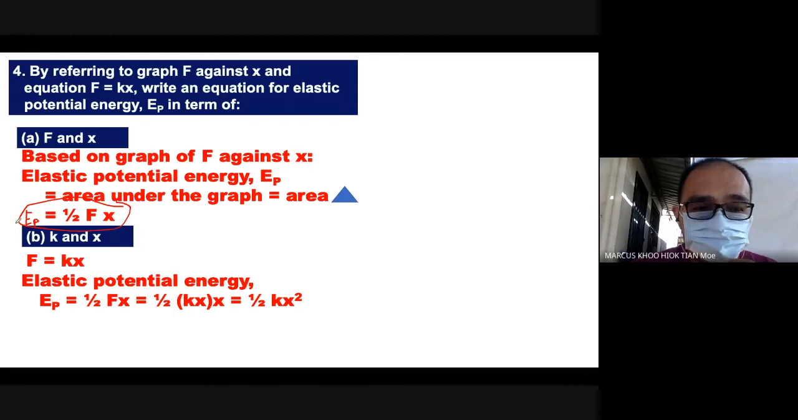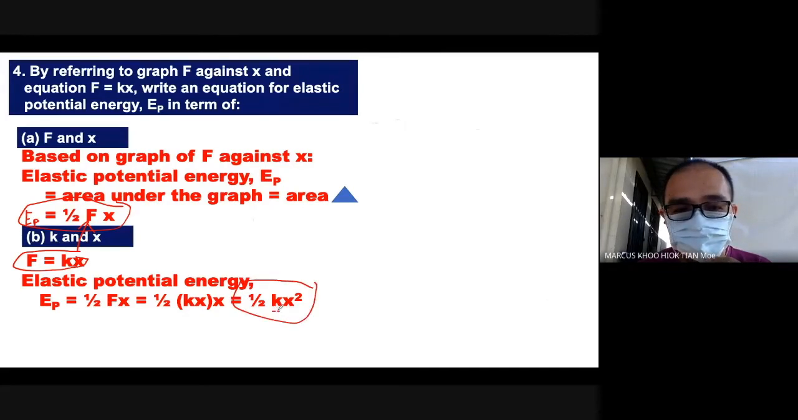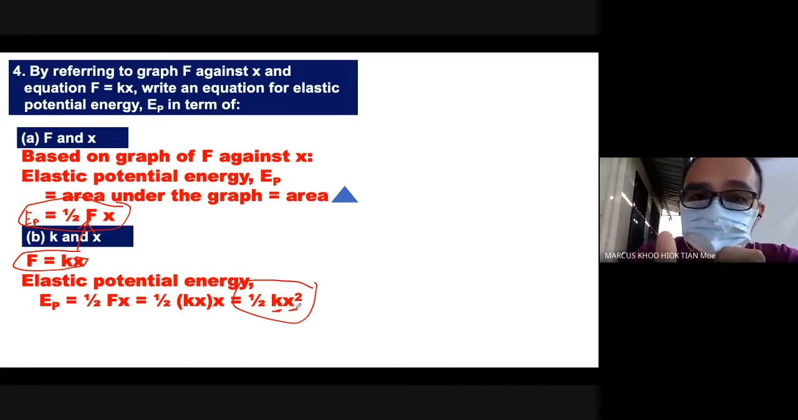Okay, besides this, since F equals Kx, if I substitute F equals Kx in this formula, I will get another formula for potential energy that only involves the spring constant and the extension, which is half Kx squared. So take note now, people, there are 3 formulas. Number 1 is the formula for the force, F equals Kx. Number 2 and number 3 are the formulas for elastic potential energy. But one only involves F and x, and the other one only involves K and x. So please remember this now.